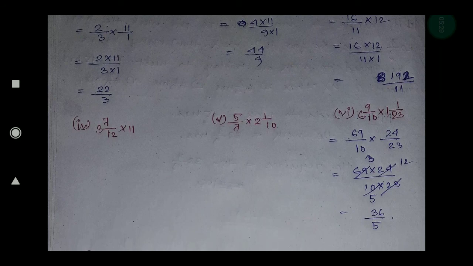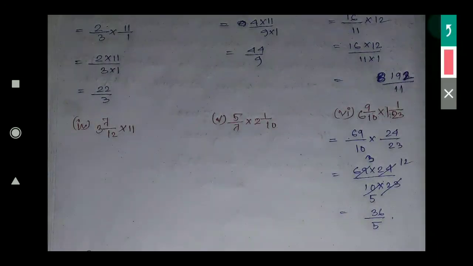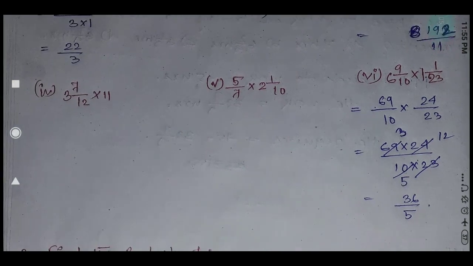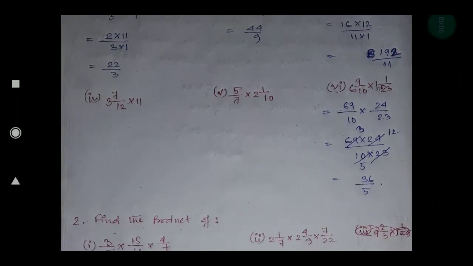In this question, mixed fractions are given. So you have to write the mixed fractions as improper fractions. First let us convert. 6 times 10 is 60 plus 9, 69 by 10. 23 times 1 is 23 plus 1, 24. Now you have to multiply all the numerators and denominators. 69 into 24 will be the numerator, and the denominator will be 10 into 23. After simplification, 23 times 3 is 69, and 10 into 24: 2 times 12 is 24, 2 times 5 is 10, that means 12 into 3, and the denominator will be 5. 12 times 3 is 36 by 5.